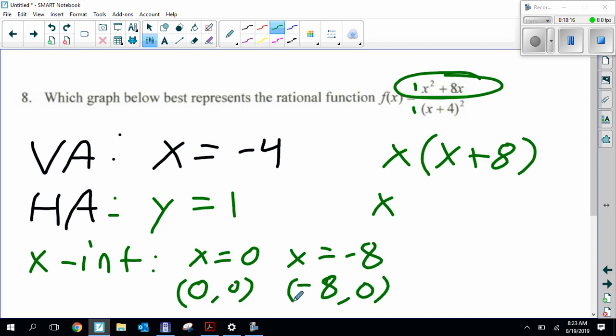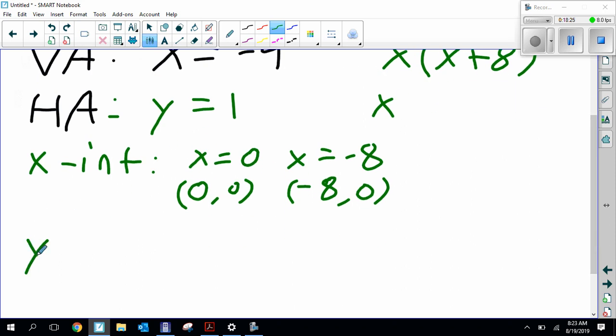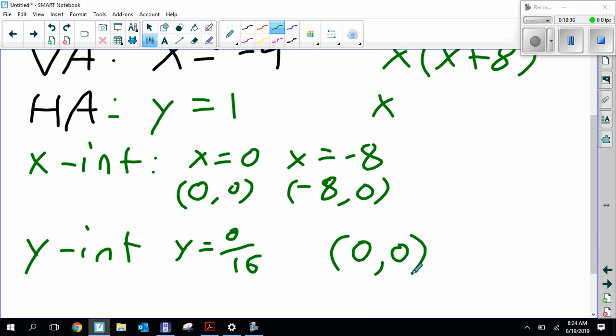And then y-intercepts, you just plug in 0. When you plug in 0, you get 0 over 16. So our y-intercept, y equals 0 over 16, which is 0. Or you can say the coordinate (0, 0). If you know x-intercepts, y-intercepts, and horizontal asymptotes, you can pick the graph from the options if they give you options.